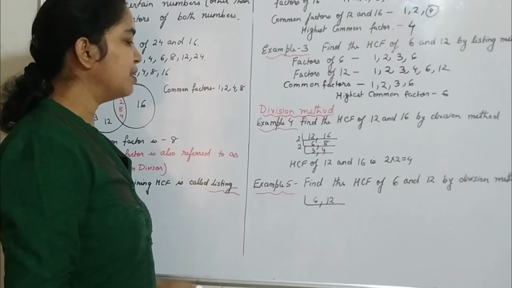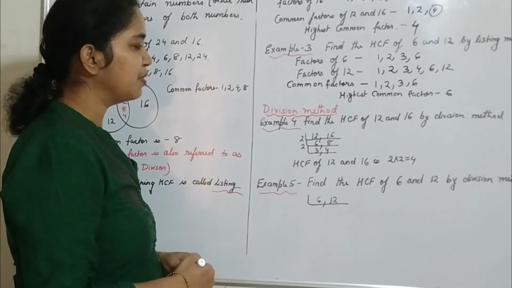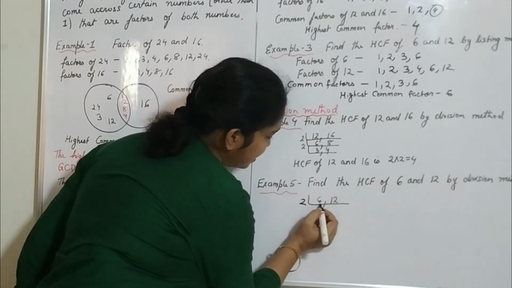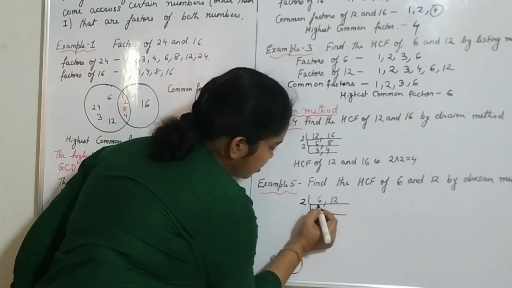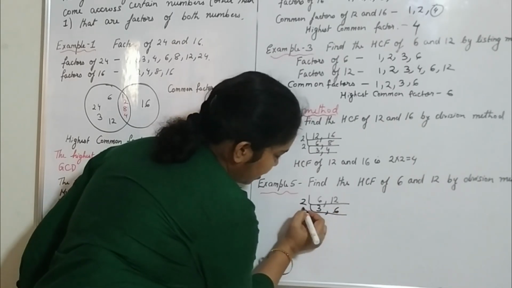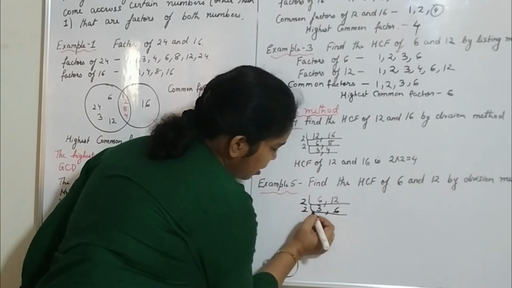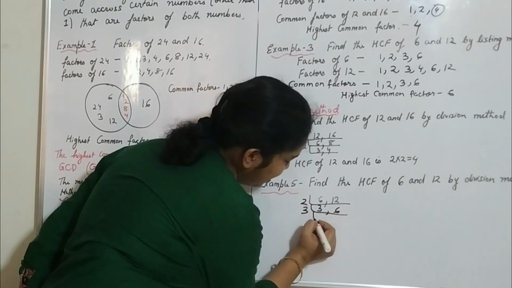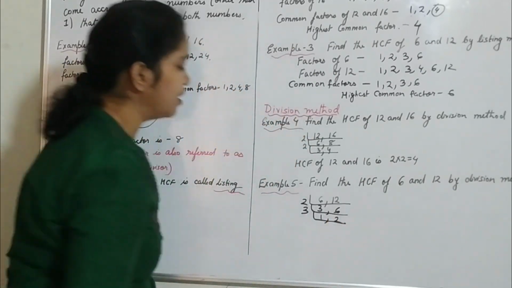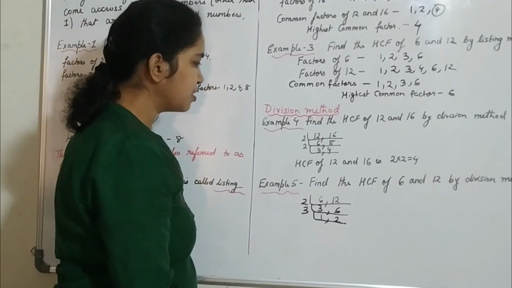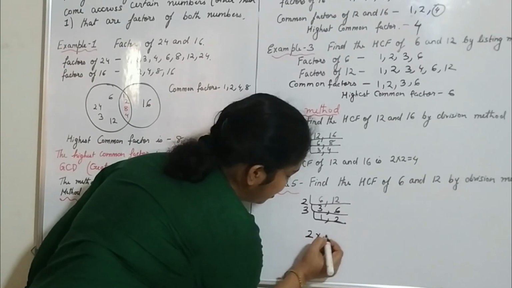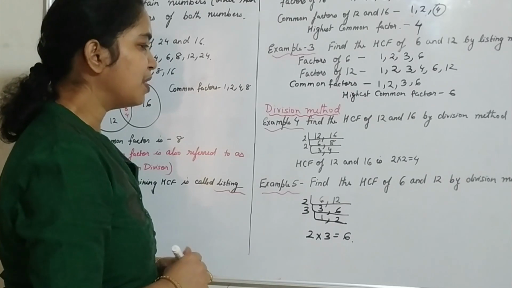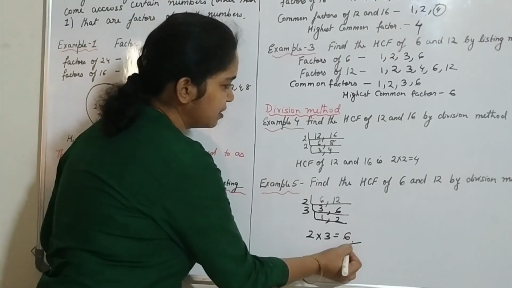Now the next example is we have to find the HCF of 6 and 12 by the division method. You have to take a number that divides both 6 and 12, that is 2. So we get 3 and 6. Again one number you have to take, that is 3, which will divide both, so it will be 1 and 2. So the highest common factor is 2 into 3, that is 6. So the HCF of 6 and 12 by the division method is 6.